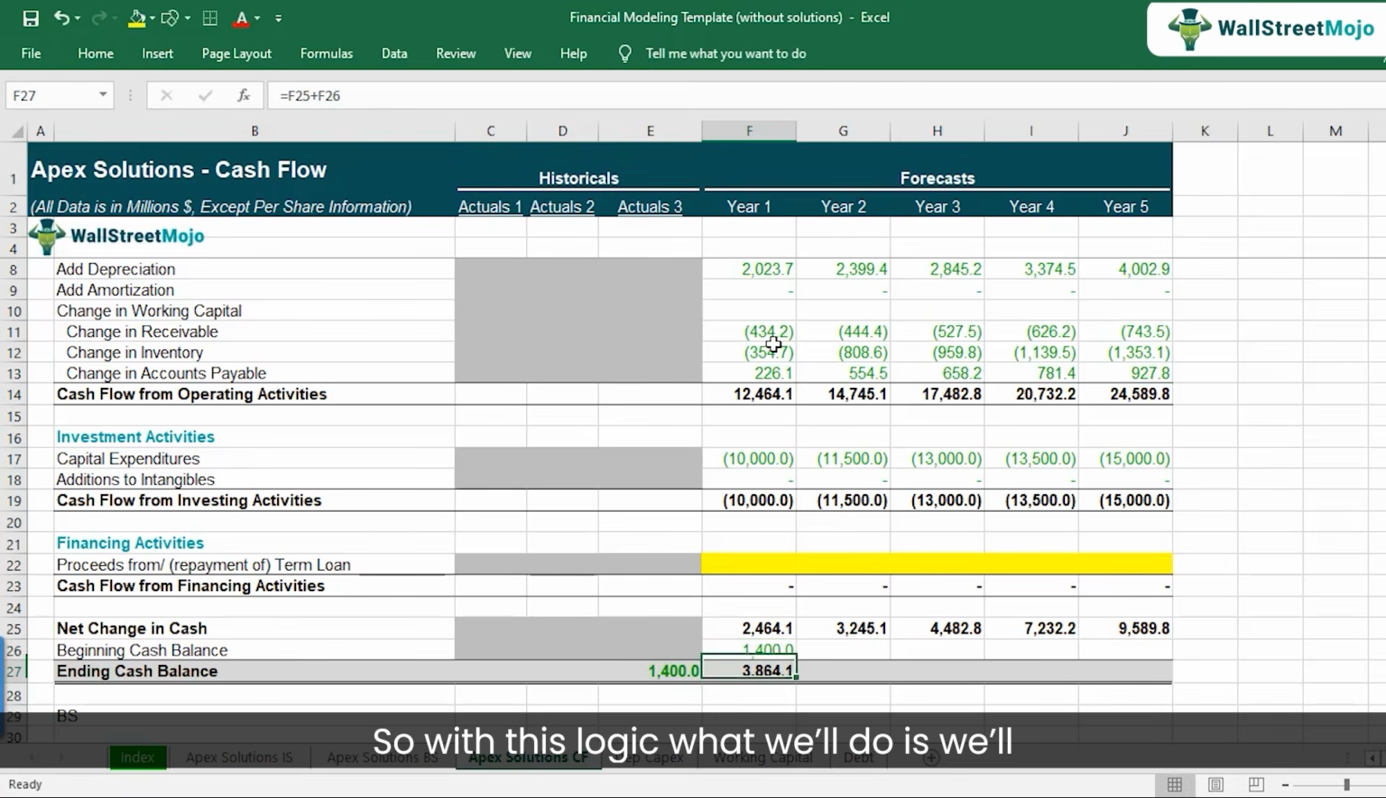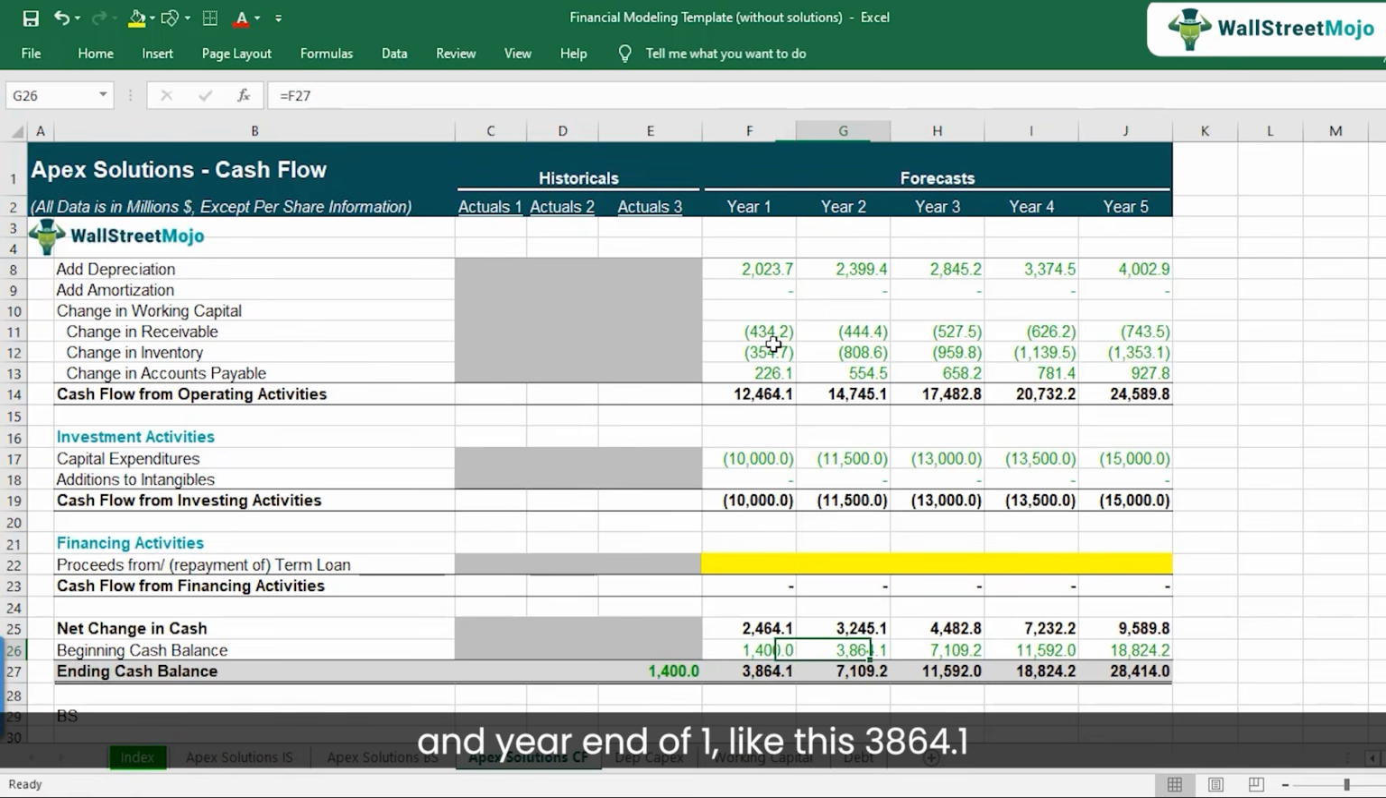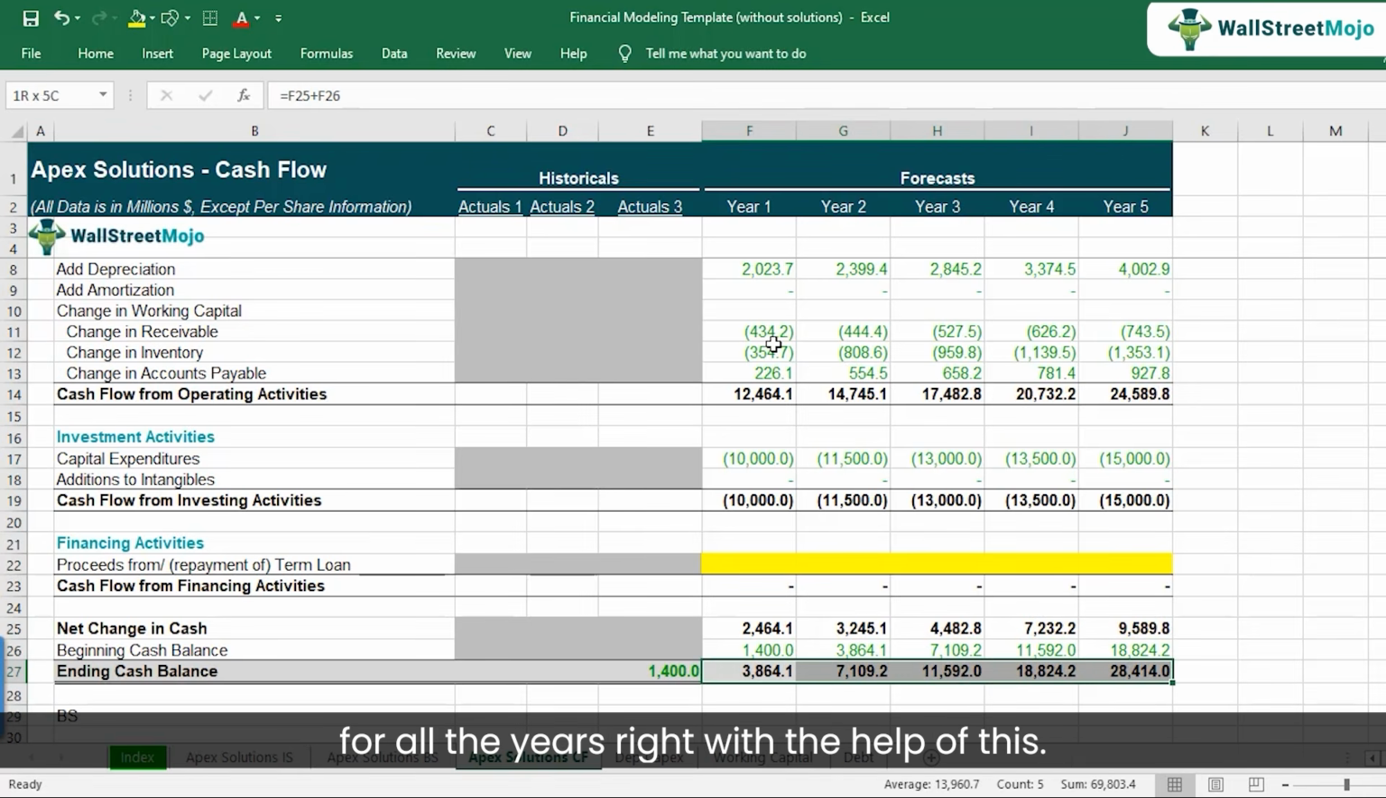So with this logic, what we'll do is we'll copy and paste this formula across. The year-end of year 1, like this 3864.1 as an ending cash balance, will become the beginning cash balance for year 2, and likewise so on and so forth, and we'll be able to find the ending cash balance for all the years with the help of this.